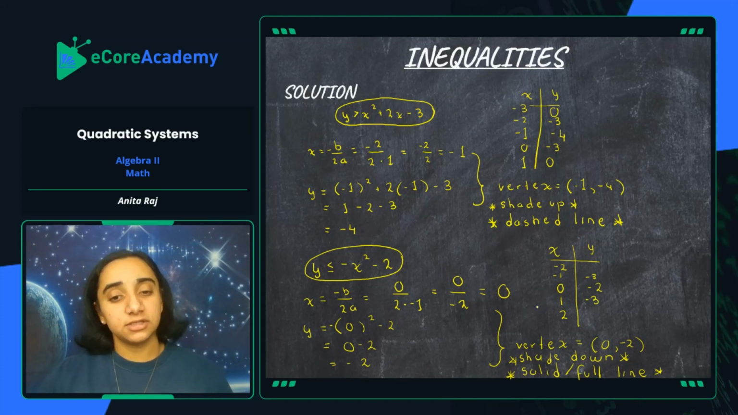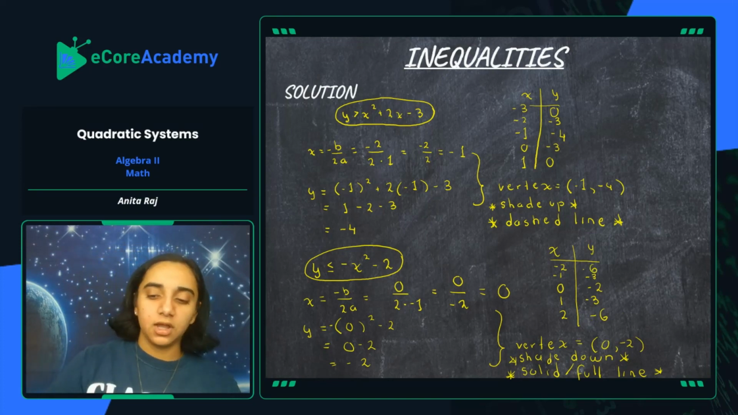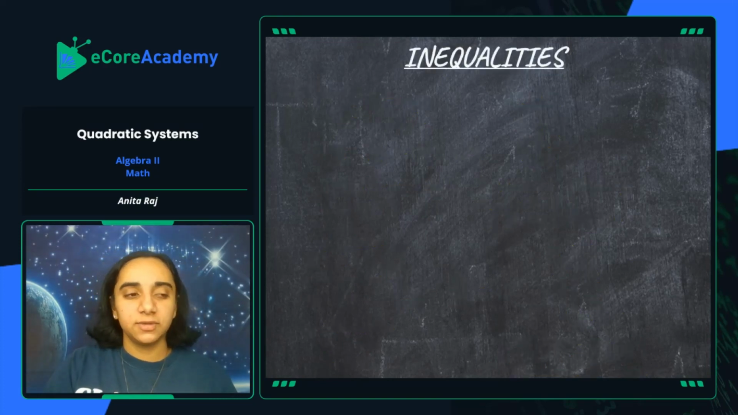And then we're going to plug 2 in. 2 squared is 4. 4 times negative 1 is negative 4, minus 2 is negative 6. So we're going to put negative 6 down. So this is how we solve this part. I'm going to go right on to the next slide where we're going to actually be graphing these.